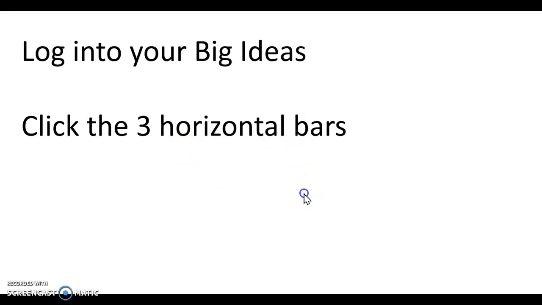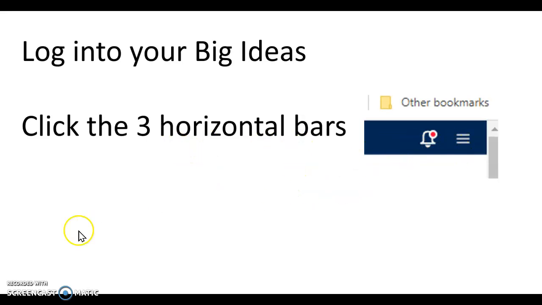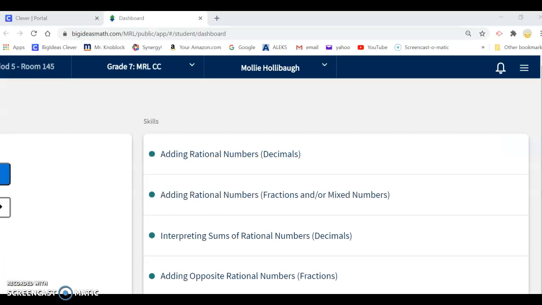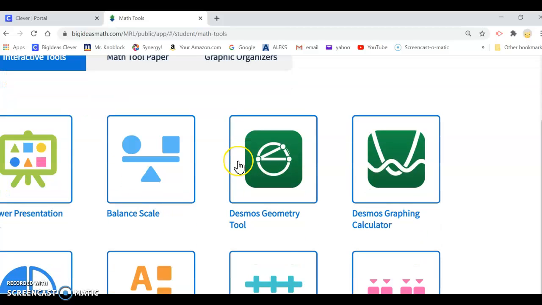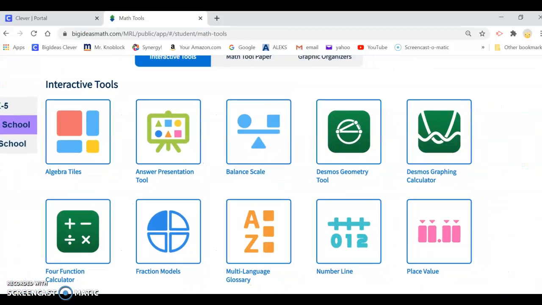Once you're on there, you're going to click on the three horizontal bars. So let me show you what it's going to look like. I'm logged into a student's account. They have the three horizontal bars right here. So you're going to click on those. Then you're going to look for where it says Math Tools right here in the center. By the way, there's also some cool games right here in the game library and skills trainers to help people with missing skills. So we click on Math Tools and then look for the one that has the algebra tiles. And you click on that.